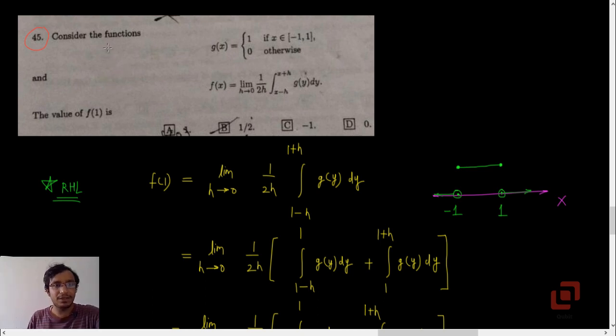In question 45, we are given two functions, g of x and f of x. Again, g of x is a piecewise defined function. g of x is equal to 1 if x belongs to the closed interval −1 to 1, and it's 0 otherwise. And f of x is now being defined as a limit. Limit as h tends to 0 of 1 upon 2h into the integral of g of y with respect to y as y runs from x minus h to x plus h. And they're asking us to find the value of f of 1.